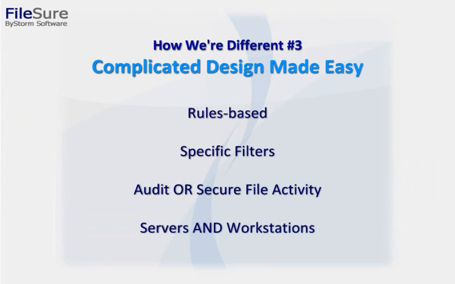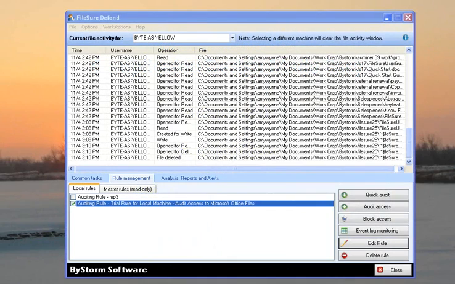The third way that FileSure is different is we make complicated security design easy. FileSure runs on a rules-based model. You make rules, and FileSure follows them. And very specific filters allow you to get really targeted results. You either audit activity or you stop the activity. And FileSure doesn't only run on your server, but it can extend to your workstations as well, so you can see what happens to files after they leave your server.